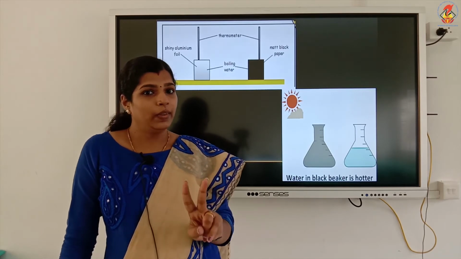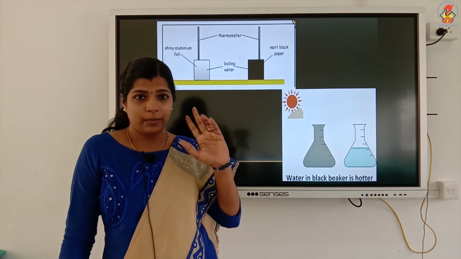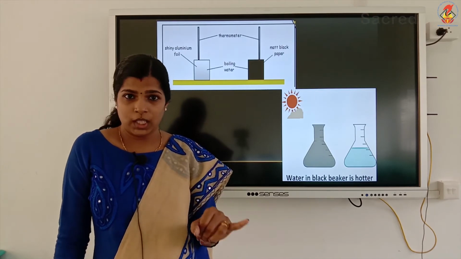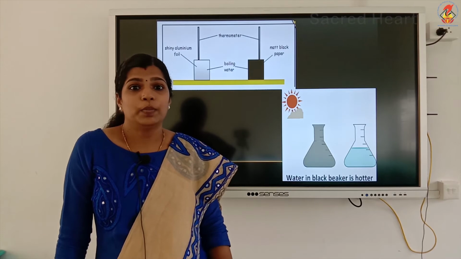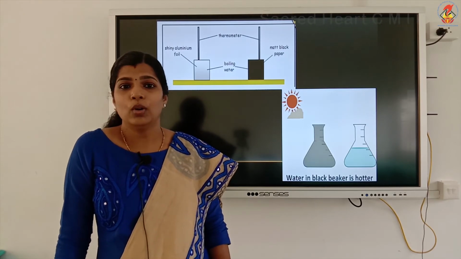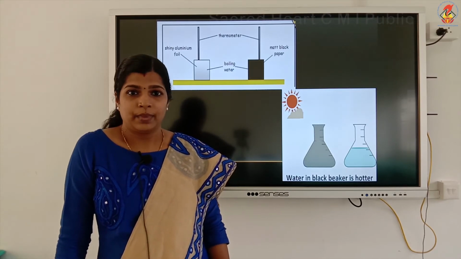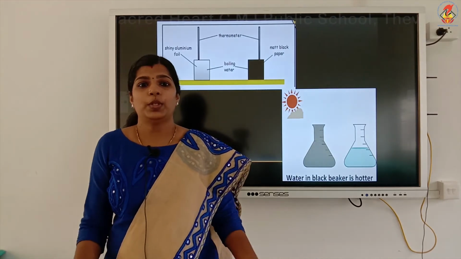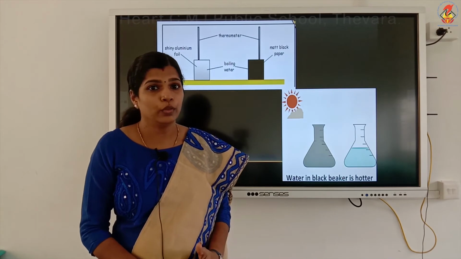So we get two ideas from the same experiment. One is that black objects absorb more heat. Second, black objects radiate more heat than white objects in the same period of time.